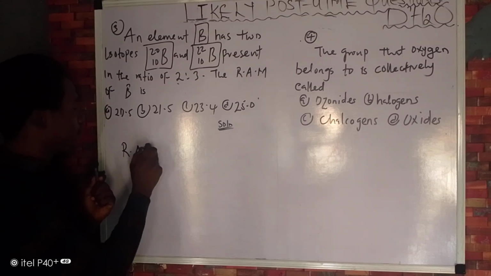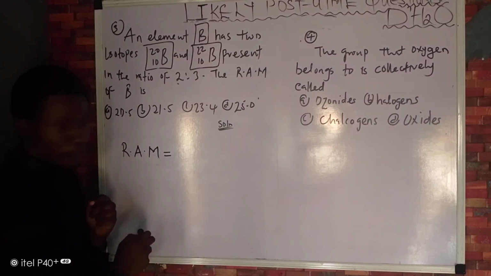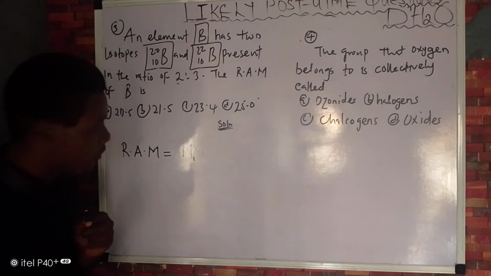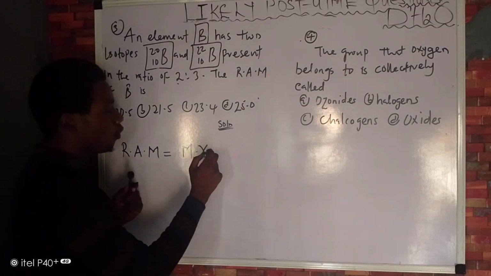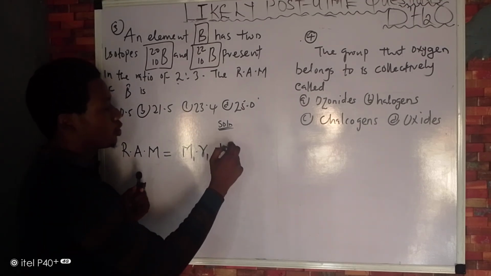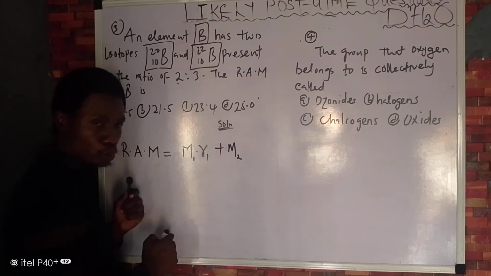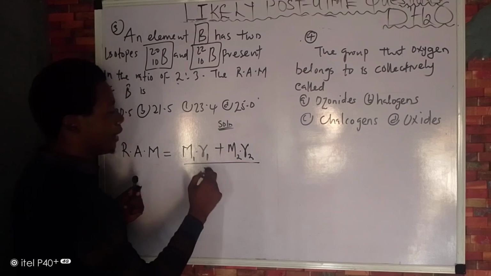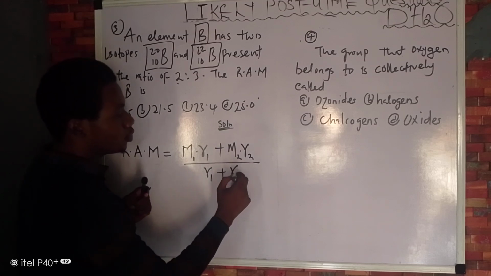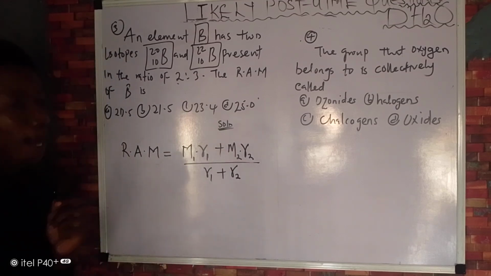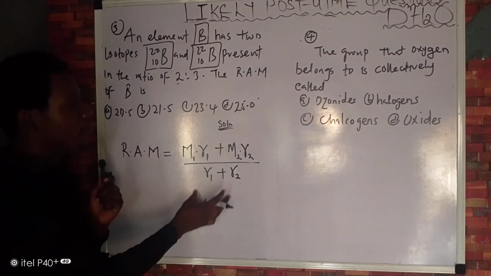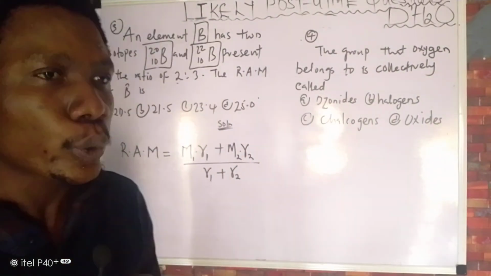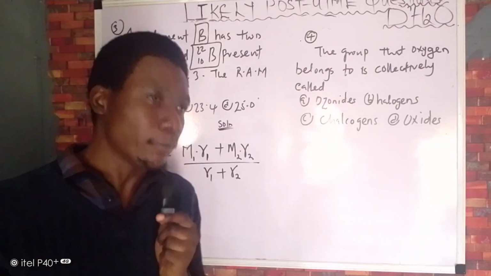Relative atomic mass is equal to the mass of the first isotope times the ratio of that isotope, plus the mass of the second isotope multiplied by its own ratio, then you divide by the total ratio, so R1 plus R2. This is the formula used to determine the relative atomic mass from two or more isotopic mixtures.